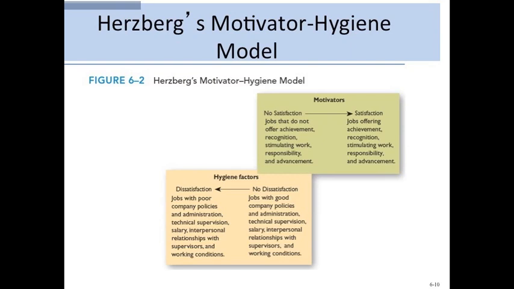Herzberg says in order to motivate employees, what you actually have to do is to change the content of the job. You have to change what they're doing. You have to change the type of autonomy that they have, the amount of responsibility. You have to give them greater variety, offer them the opportunity to achieve things and be recognized. That actually leads to motivation, and that leads to increased satisfaction.